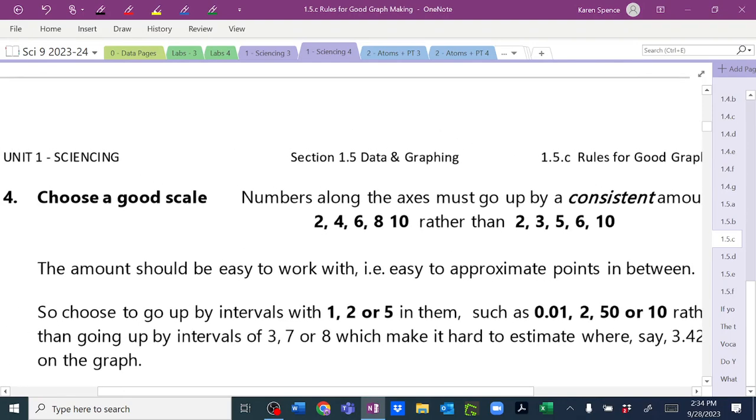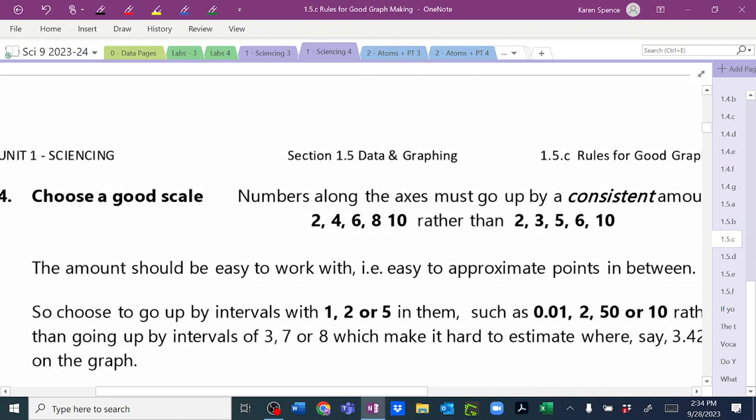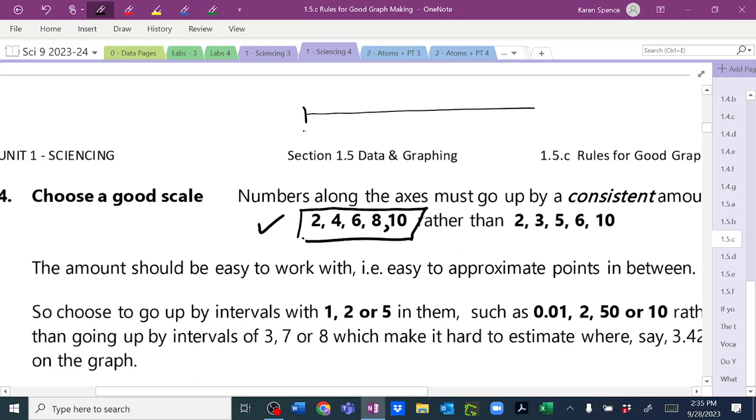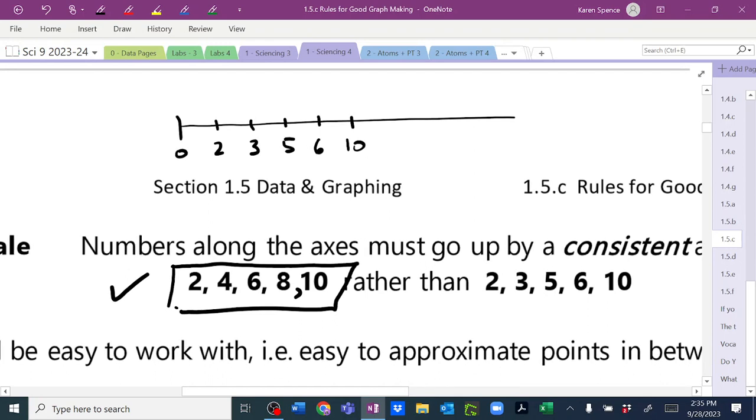Now we need to have a good scale. So we're on our next page, we need to have a good scale. 2, 4, 6, 8, 10 is good. What if I had my x-axis and I had here 0, 2, 3, 5, 6, 10. How do we feel about that labeling of the axis? It's painful. Yes, it's painful.